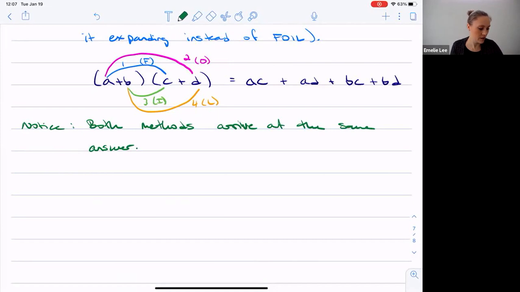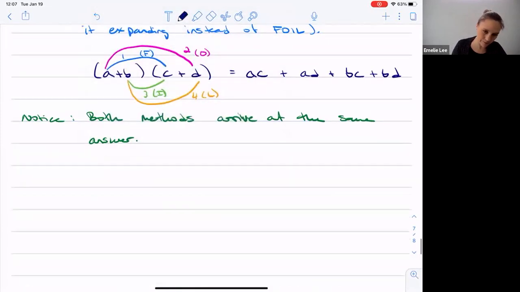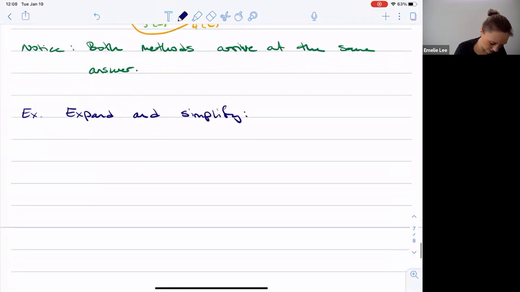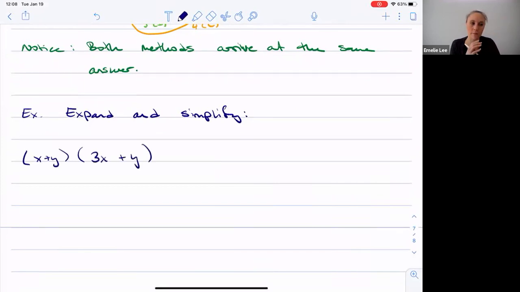So let's do a couple of examples here. If I ask you to expand and simplify, I want you to expand and simplify x plus y, and then times 3x plus y. Working with those variables is super common, so we're just going to stick to the variables. Otherwise, things condense to just a number, which is kind of boring.